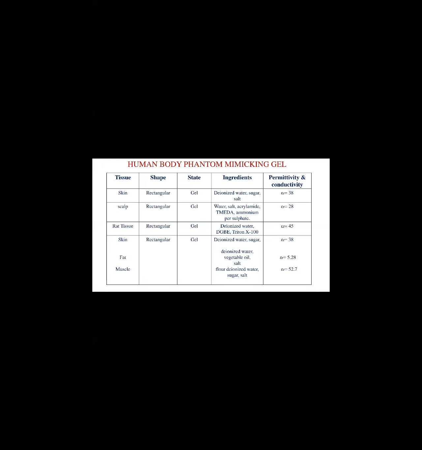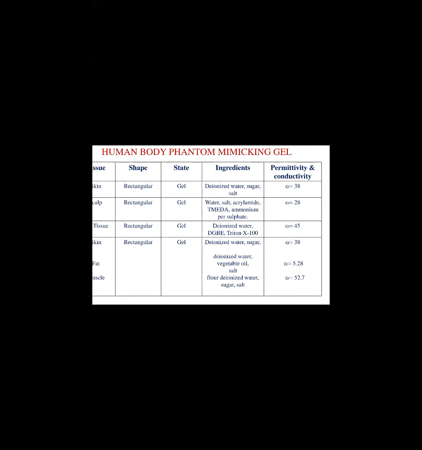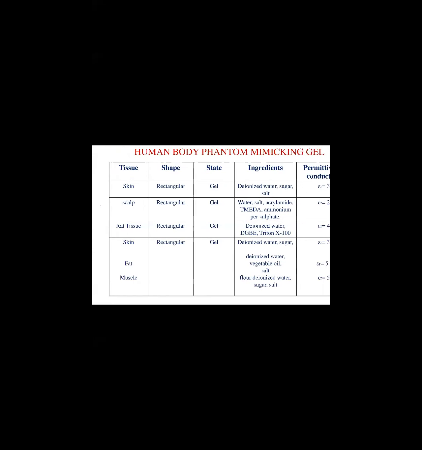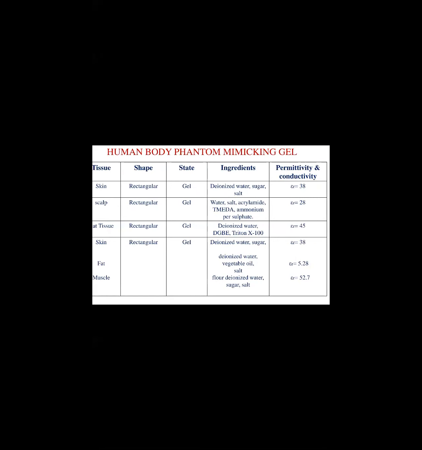For skin tissue, we use a rectangular container and prepare a gel with deionized water, sugar, and salt. We get a dielectric constant equal to 38 for skin tissue. For skull, we use a similar gel with water, salt, and also TEMED and ammonium persulfate mixed in different percentages, with a dielectric permittivity of 28. Similarly for rat tissue, we combine deionized water, GGBS, and Triton X-100 as ingredients, giving epsilon r equal to 45.